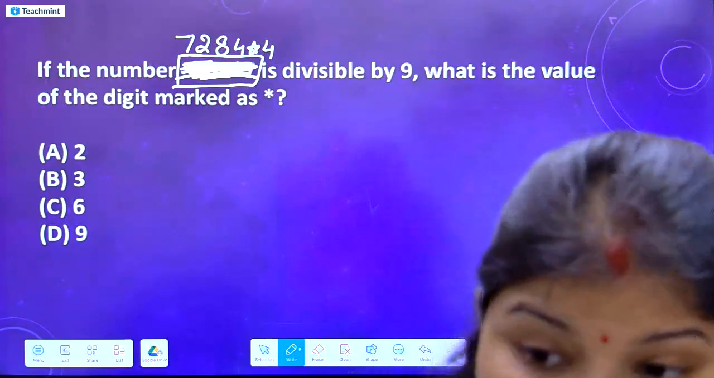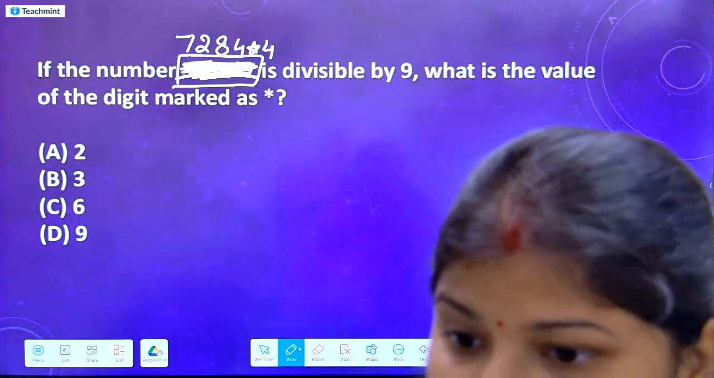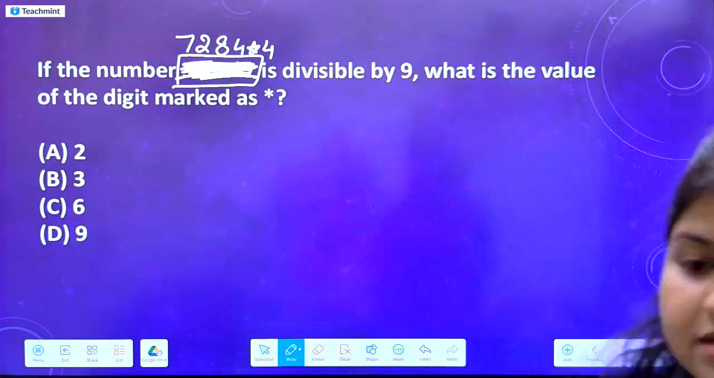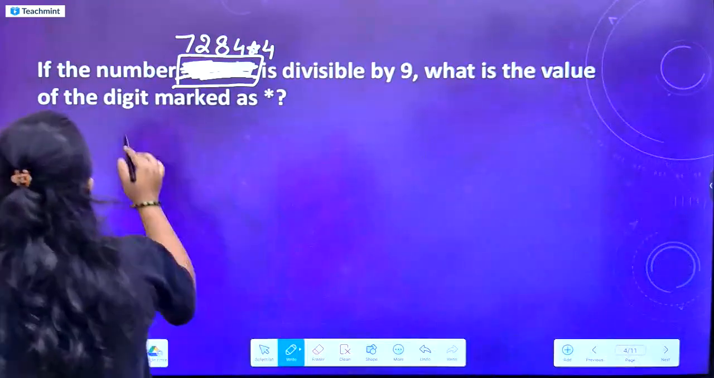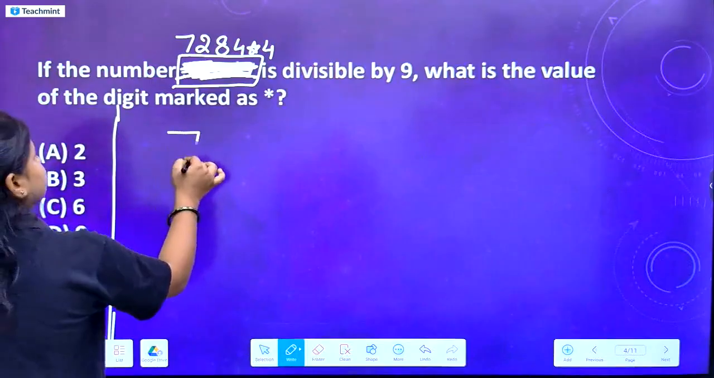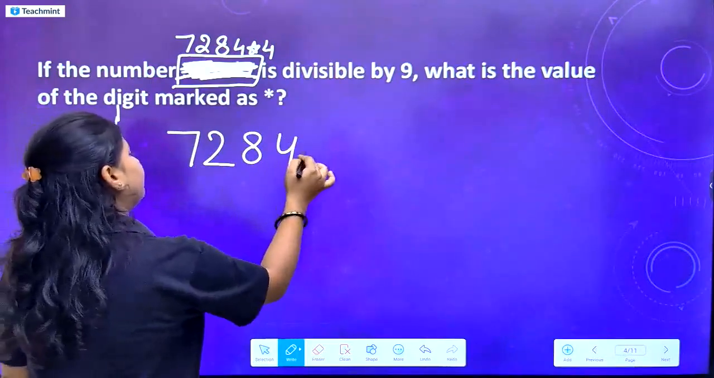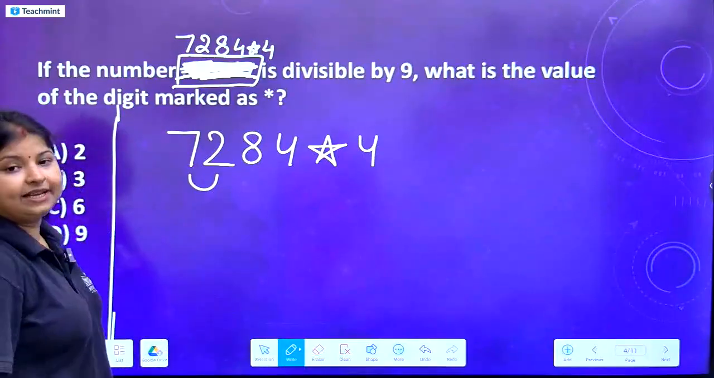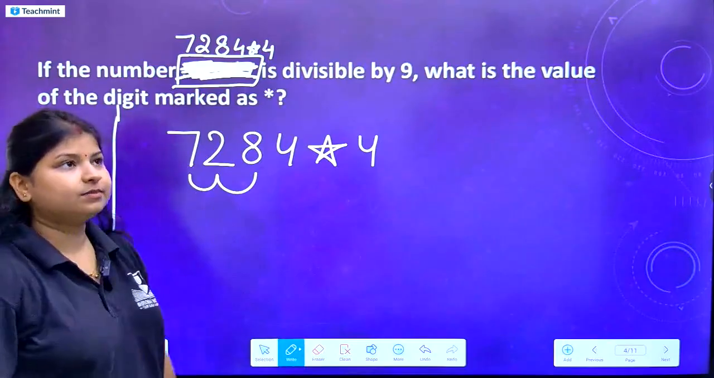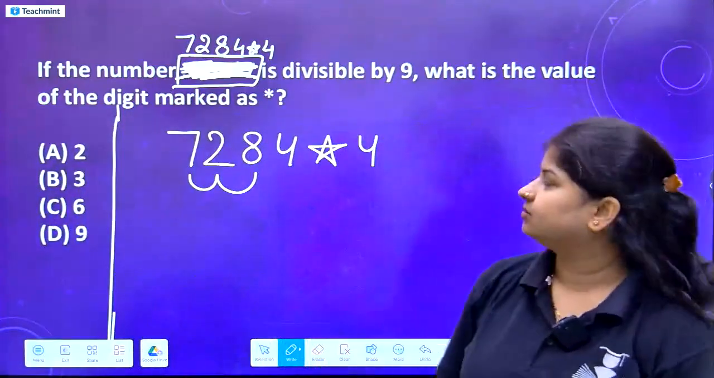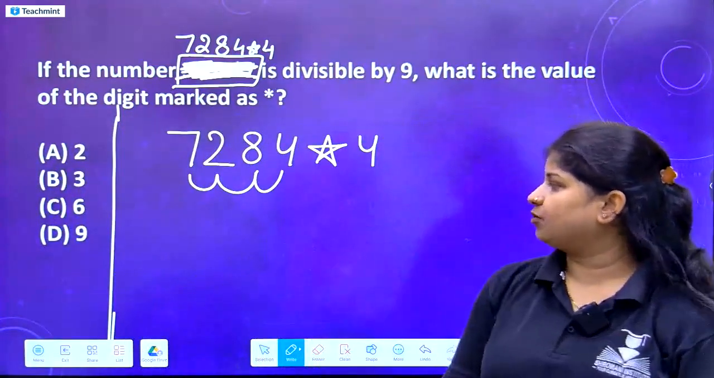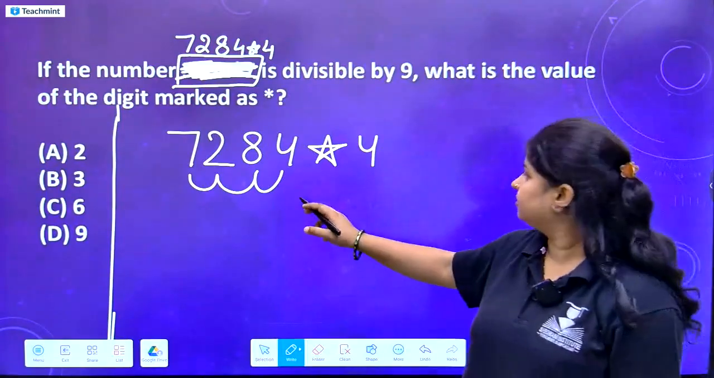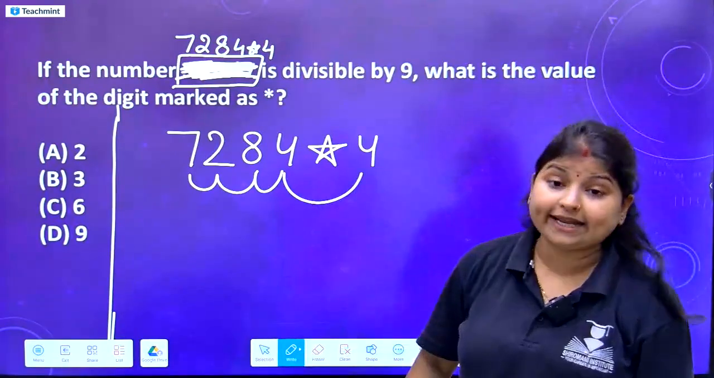But Pranav, Siddhant, Tane, Rayan, Shreyan, Adya, everyone gave me the wrong answer. I did not expect this from you all, beta. 7, 2, 8, 4, 4, right? 7 plus 2 is 9. 9 plus 8 is 17. 17 plus 4 is 21. And 21 plus 4 is 25.